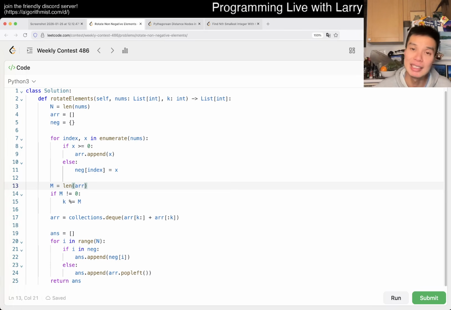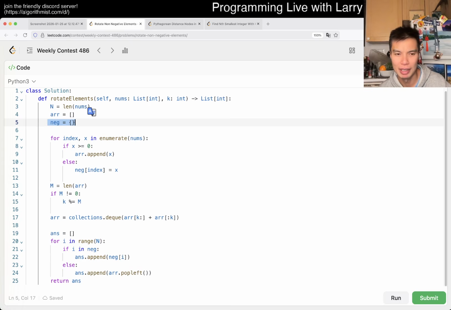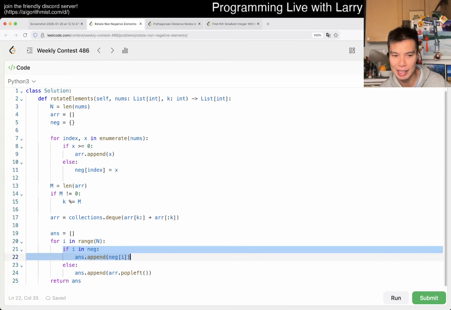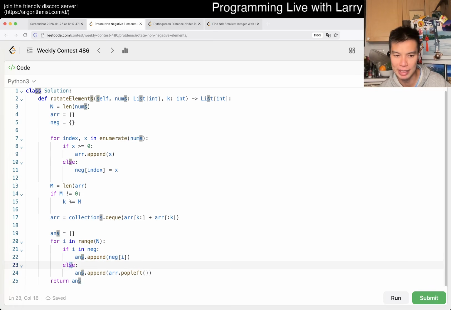But the idea that I want to impart is to break the problem down, right? We basically have two things we want to do. We have things to do with negative numbers and non-negative numbers, right? And for negative numbers, you have to keep track of the indexes, and that's what I did by having a negative map, right? We keep track of the indexes so that we can later, if the index is in there, we put it back. Otherwise, we take it from the array.